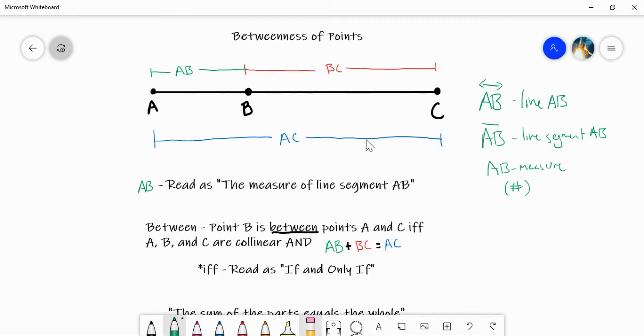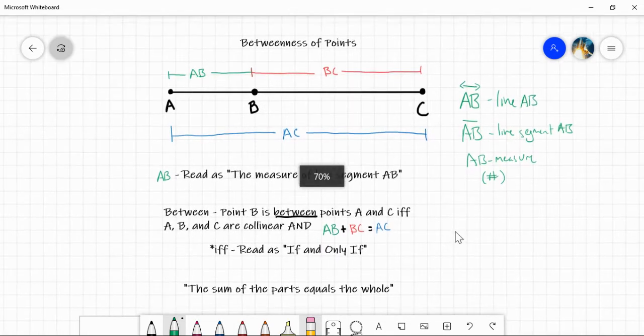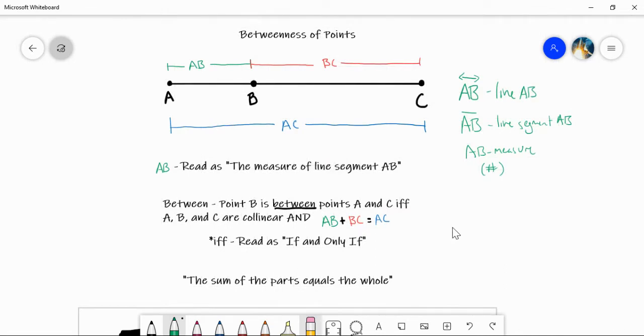Okay, and so an important phrase that I want you to remember for the next couple of weeks, right, is the sum of the parts equals the whole. Now that's going to be very, very important for other things coming later in geometry. So just remember that this phrase right here is going to save you. Okay, the sum of the parts equals the whole because the whole thing is AC. In order to get it, if I take AB and I add it to BC, that should give me the entire length of AC.